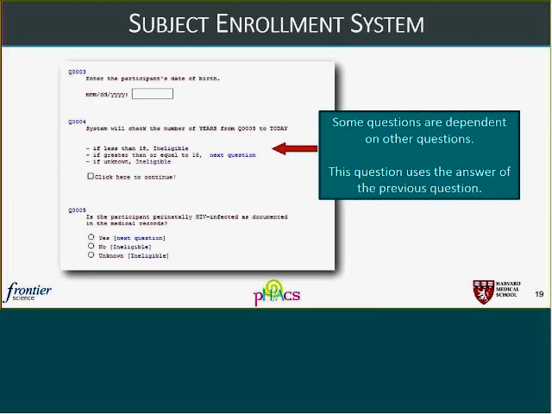Another point to show you here is that some questions within the checklist just depend on questions that you have answered previously. So here with question 4, it says the system will check the number of years from question 3 to today. And all you'll need to do is click the box that's shown below question 4, and the system will do its job behind the scenes.